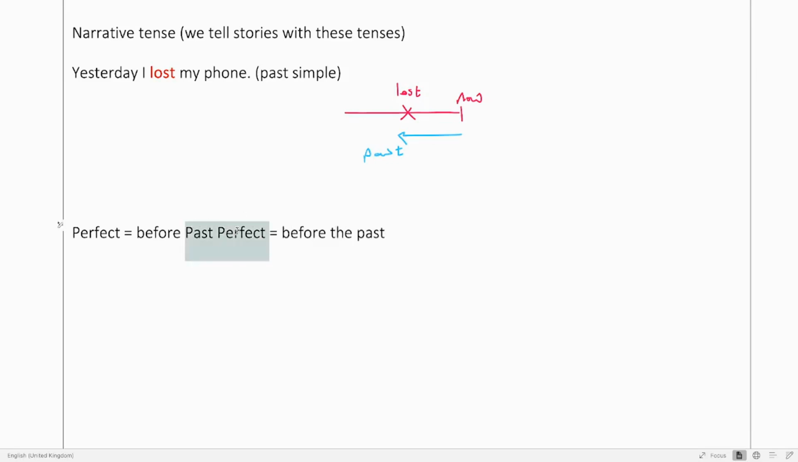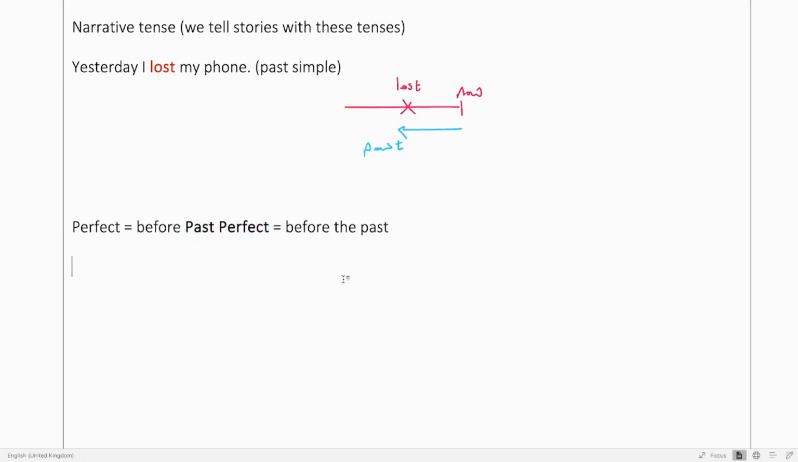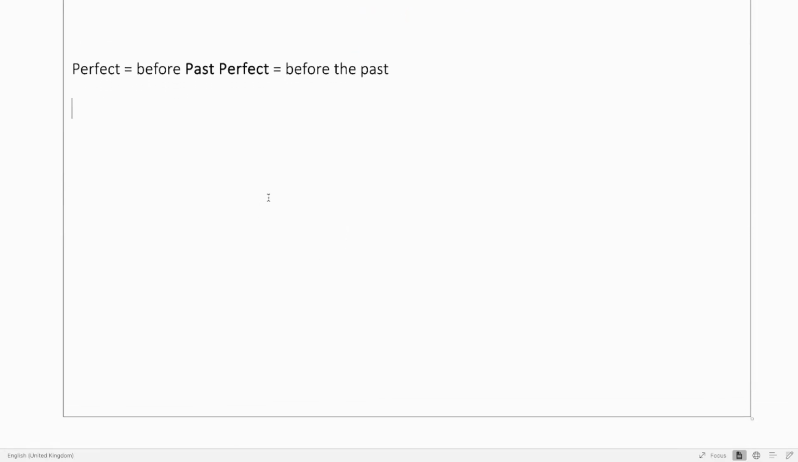And you might think, how's that possible? How can we be before the past? The past is before now. Nothing's before the past. But it is a really good concept to think about. The past perfect, in short, is a way for us to tell stories in a different order. Okay? The past perfect is used to show the sequence, the order of events in the past. That's what it's used to do.